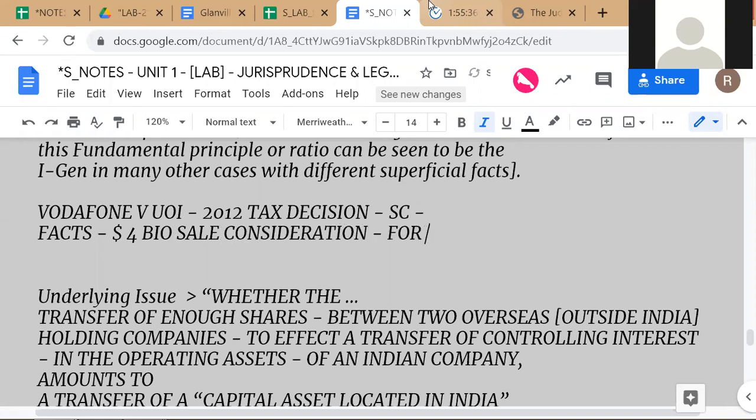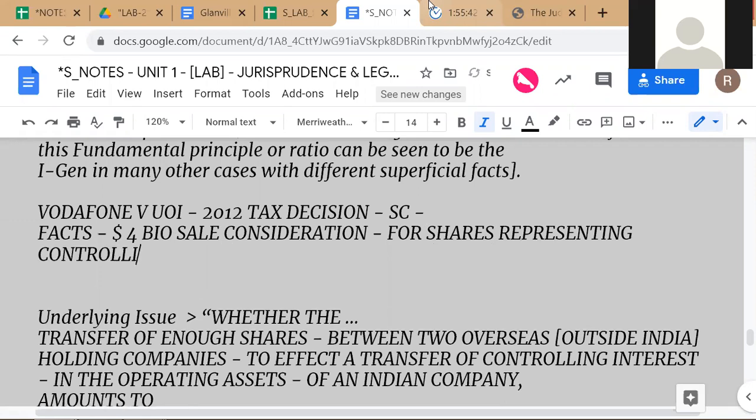for shares representing controlling interest in. We're not going to write perfect English all the time.